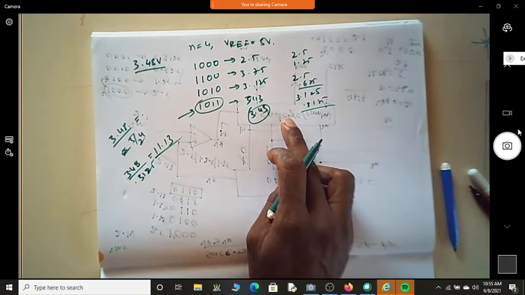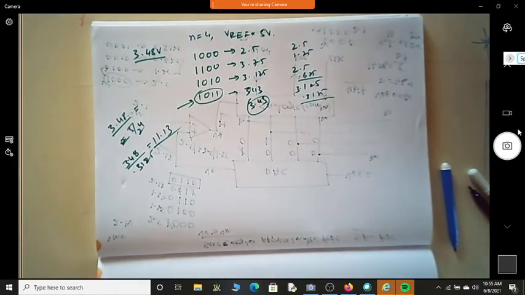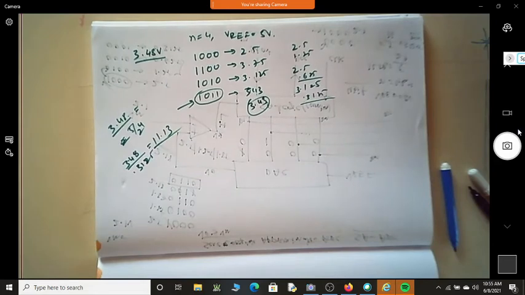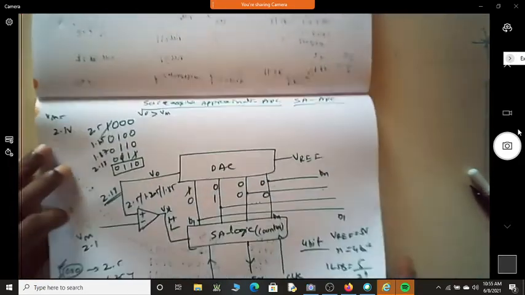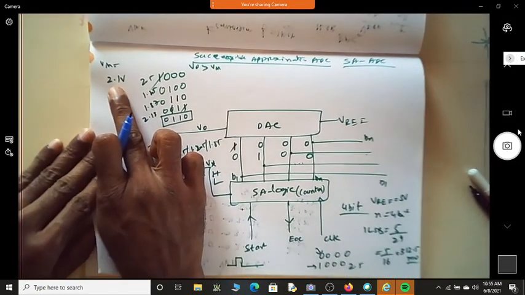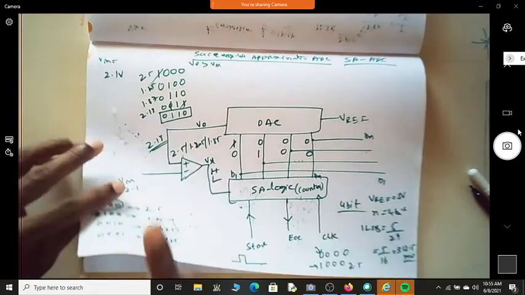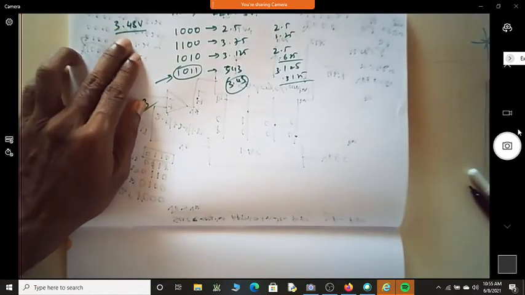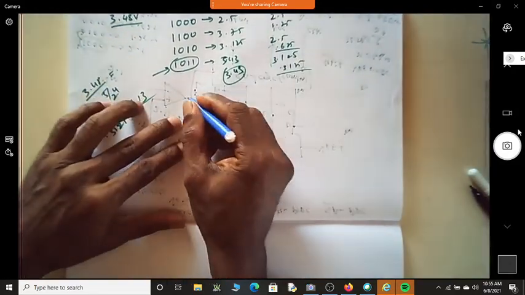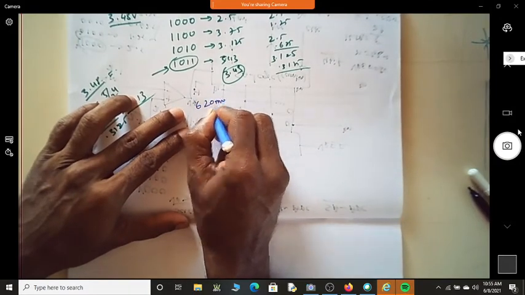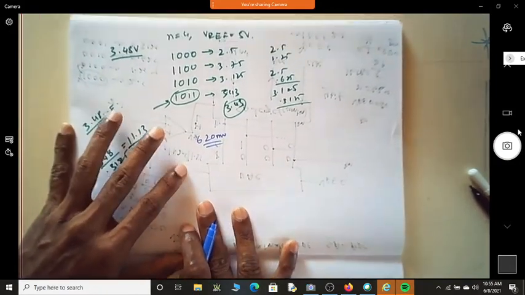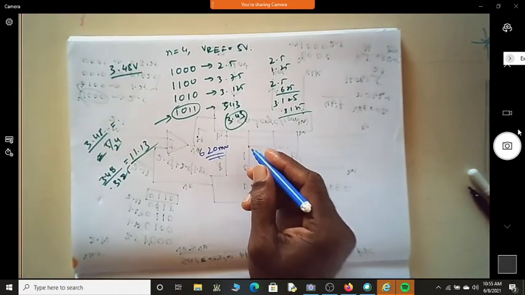Correct? Yes, sir. Let me show in the textbook how it happens. See here whether the input voltage is 2.1 volt, whether the input voltage is 3.8 volt. Let us take an input voltage of 620 millivolt. If the input voltage is 620 millivolt, what is the output? How do we get it?